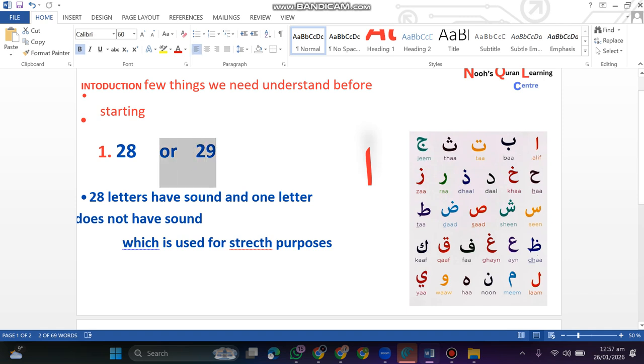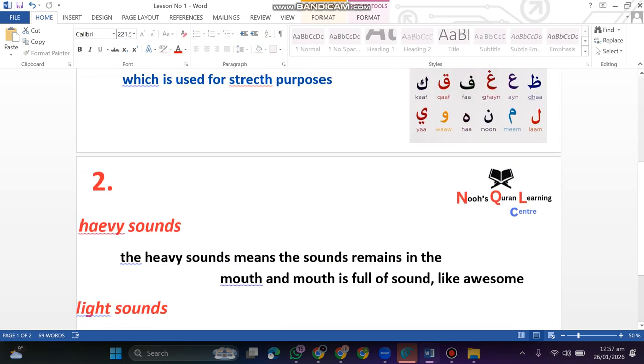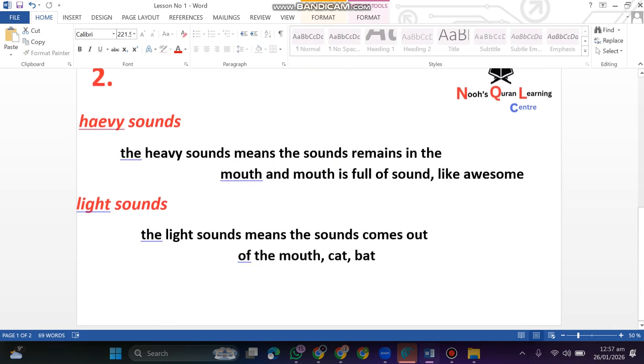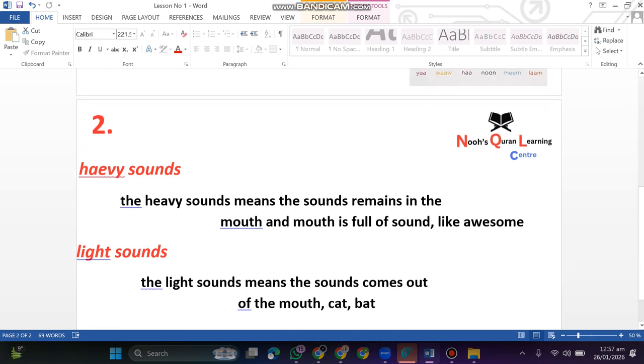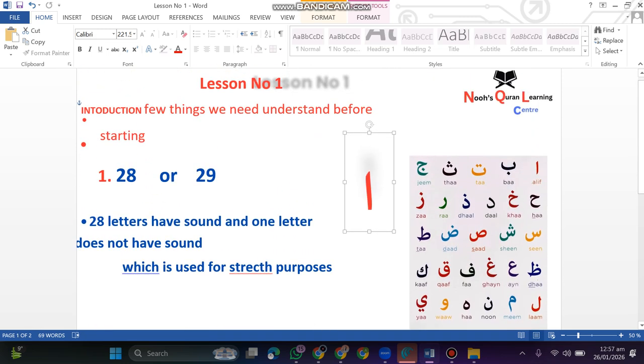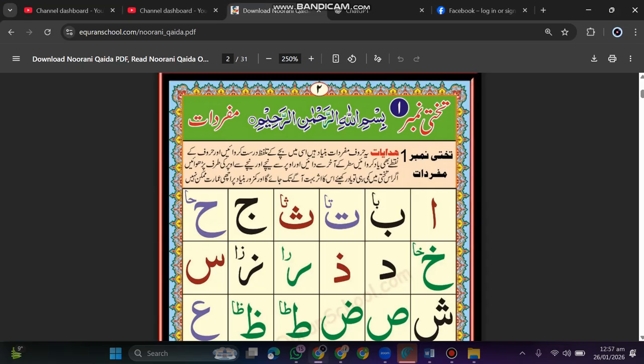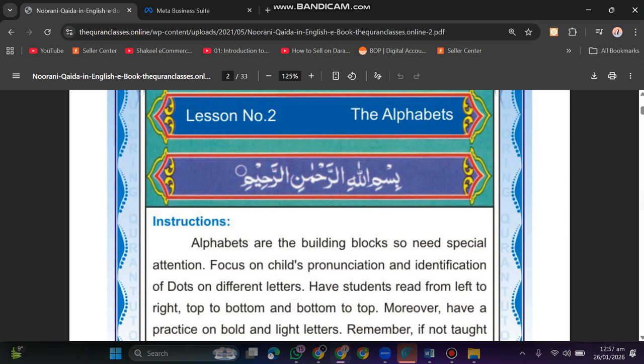So again, in the Arabic alphabet there are 29 letters in total, and one letter does not have any sound, which is used for stretch purposes, alif. And there are heavy sounds and light sounds. Heavy sound means the sound remains in the mouth and the mouth is full of sound. Light sounds mean the sound comes out of the mouth, like cat, bat. I hope you understand these things. So let's begin lesson number one, the Arabic alphabet.